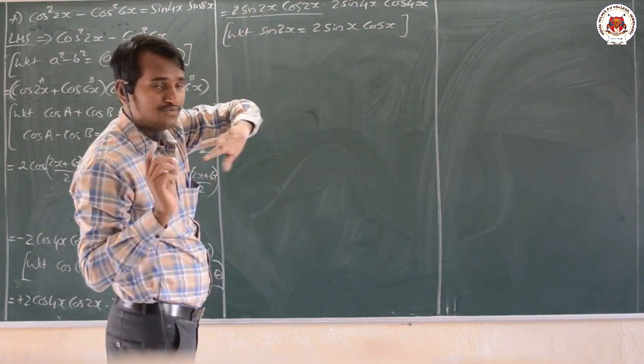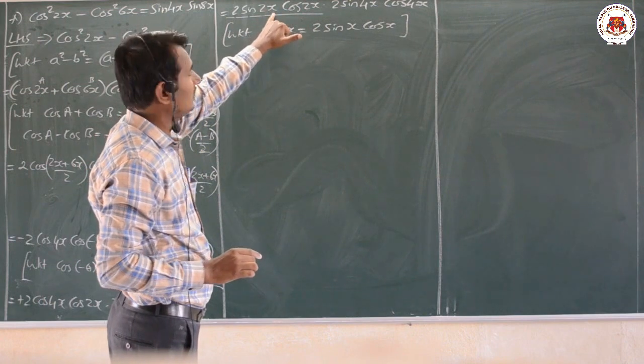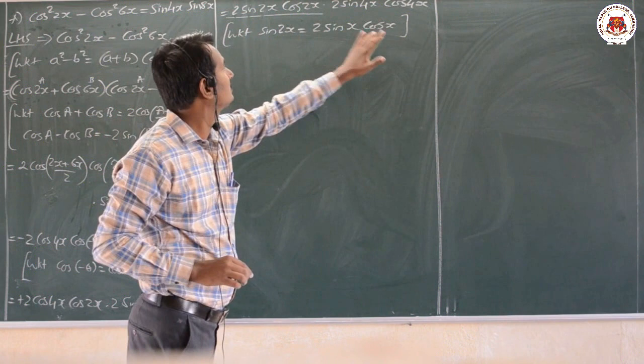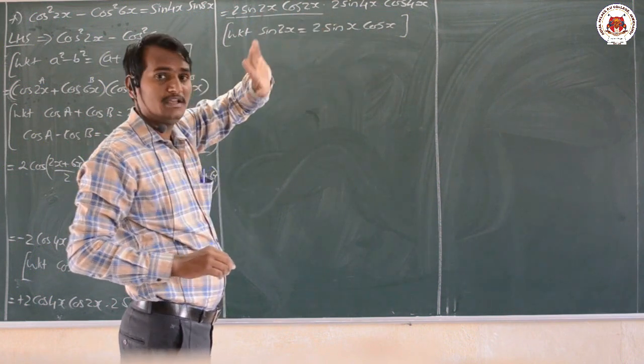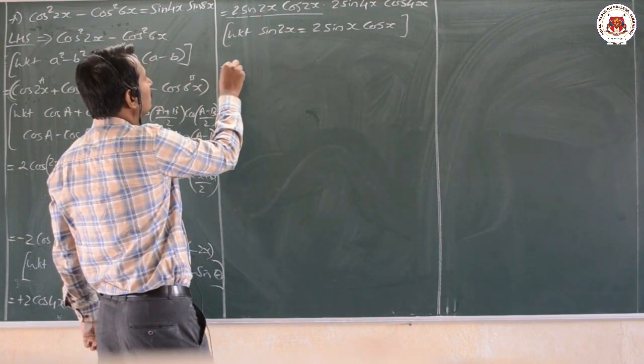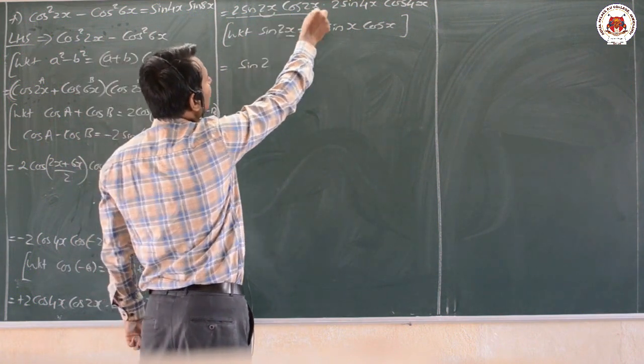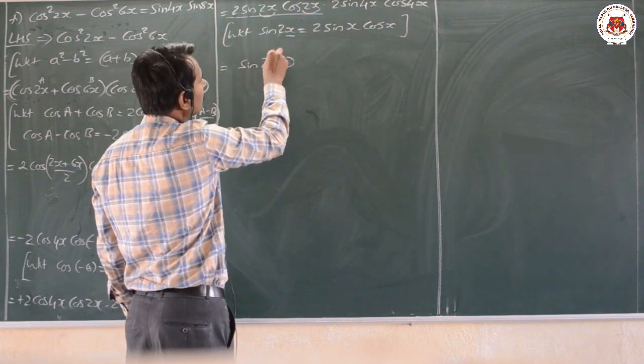What is the value for x here? x is nothing but our 2x. Both the values should be the same here, x, x. Here also 2x, 2x should be the same. That means according to the formula, I can write sin 2 into x. What is that x value here? That is 2x.